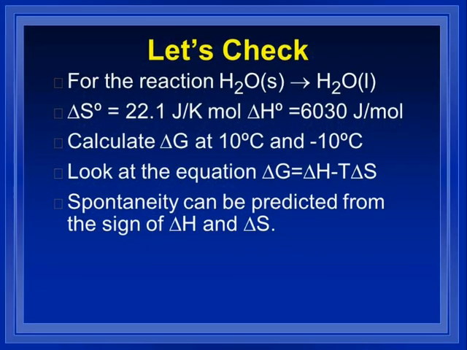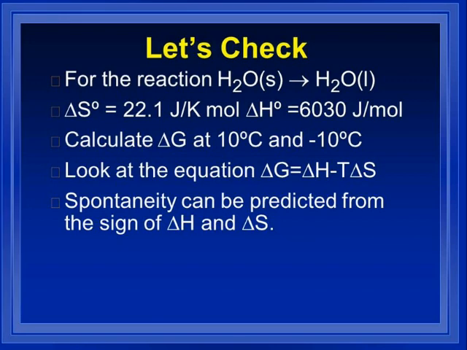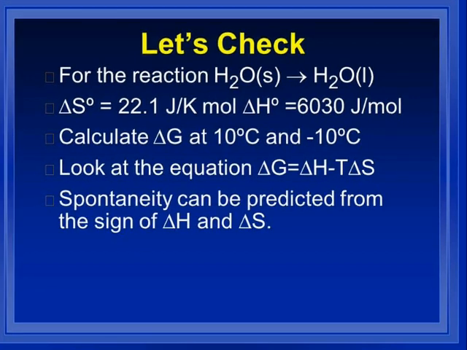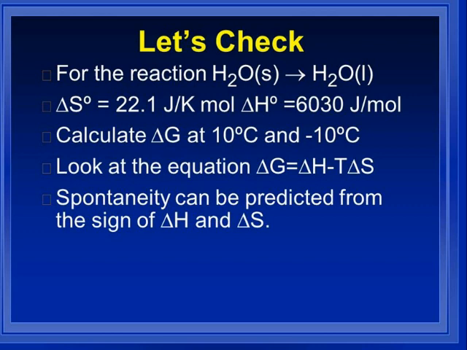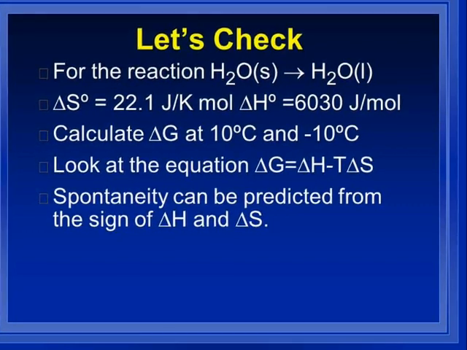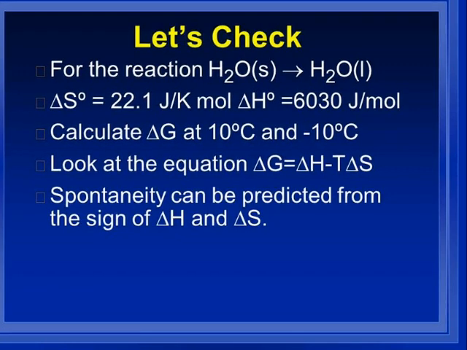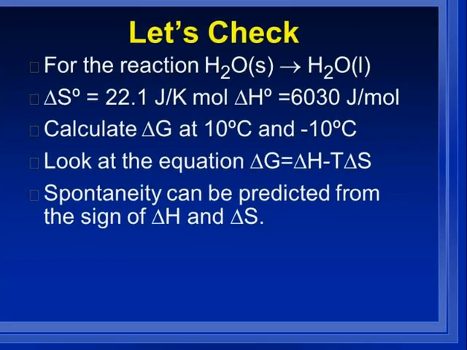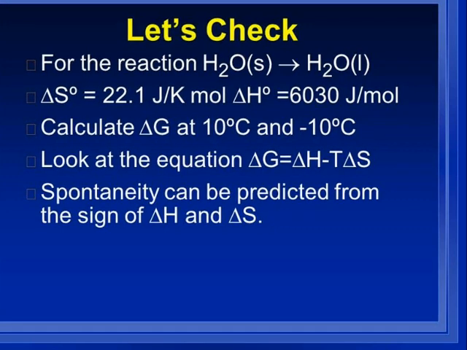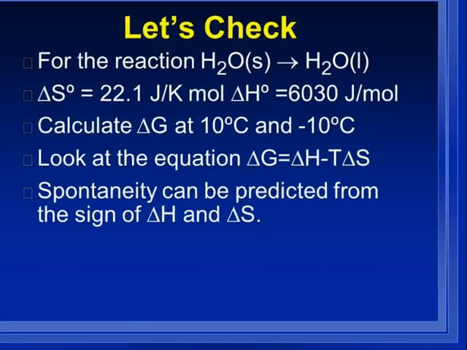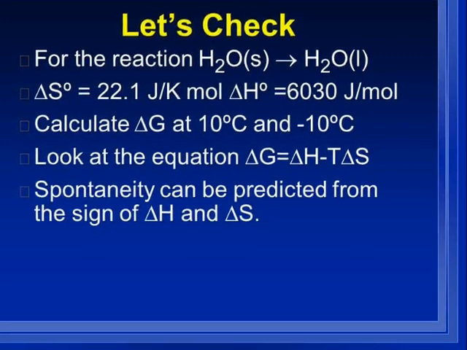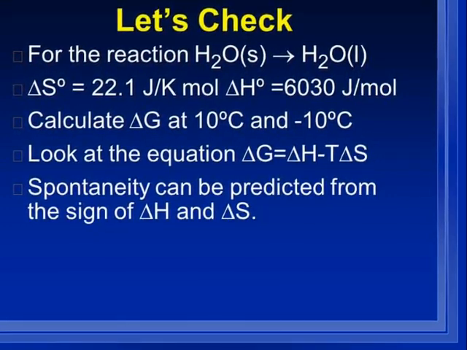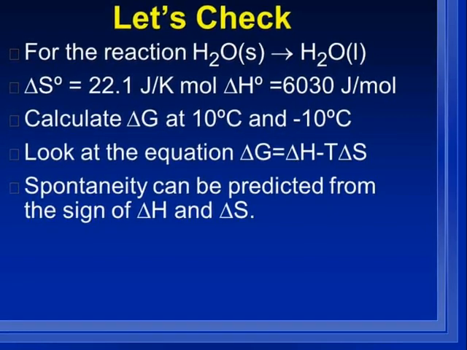So let's take a closer look at ice melting. This is the reaction here, water solid going to water liquid. Delta S naught for that change from solid to liquid is positive 22.1 joules per Kelvin mole. Now that makes sense. Solid to a liquid is a positive entropy change. It's getting more disordered. Delta H for that, the enthalpy change, is 6,030 joules per mole, or 6.03 kilojoules per mole. So we can calculate delta G at 10 and negative 10 degrees Celsius. Be careful. We're using actual temperatures here, so we have to change Celsius to Kelvin by adding 273. So if we use the equation, delta G is delta H minus T delta S at 283, that's the positive 10, and 263 Kelvin, we can figure this out.